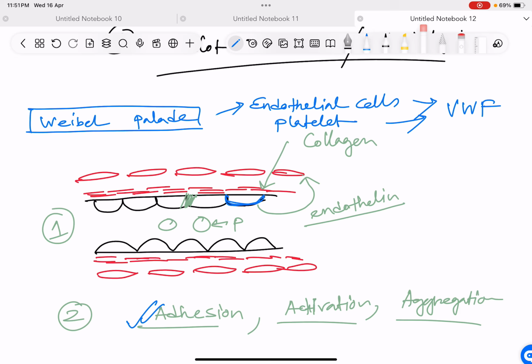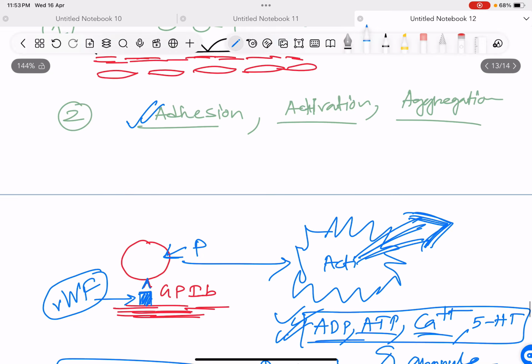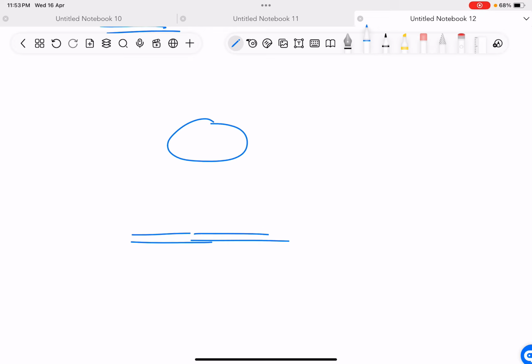The endothelial cell has Weibel-Palade bodies, which release von Willebrand factor, but platelets release von Willebrand factor from their alpha granules. We remember that in the alpha granule VWF is present, but endothelial cells also have von Willebrand factor, released from the Weibel-Palade bodies. When the vessel is injured, obviously the endothelial cell will also be injured. This injured cell will now release von Willebrand factor, and this von Willebrand factor will act as a bridge between the subendothelial collagen and the platelet.